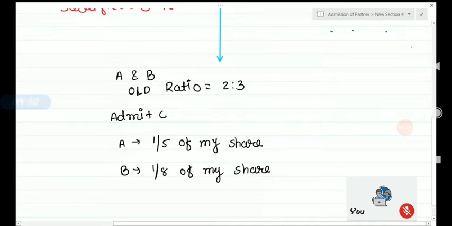See, A and B are not clearly telling us how much they are going to sacrifice.